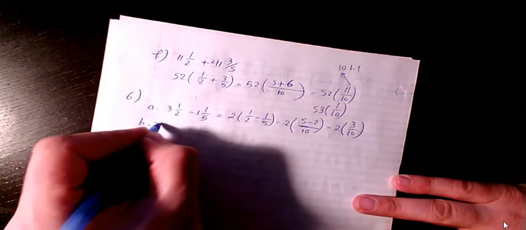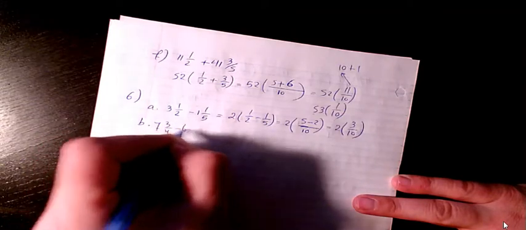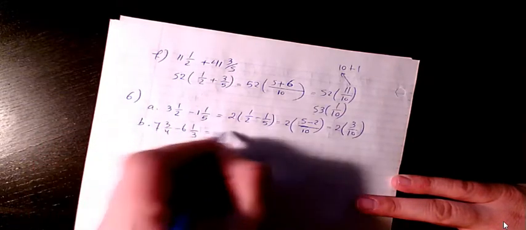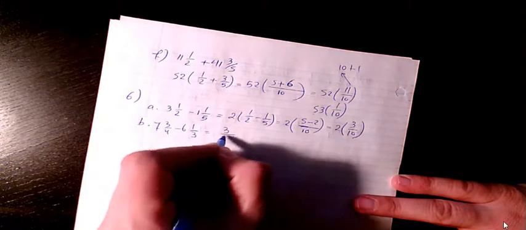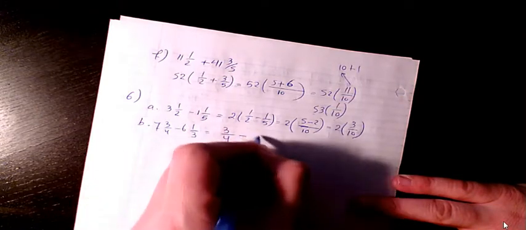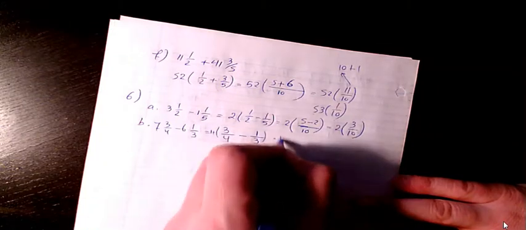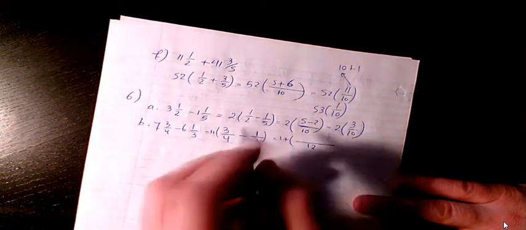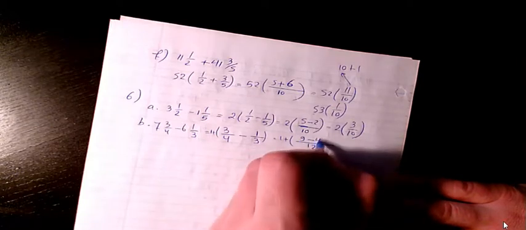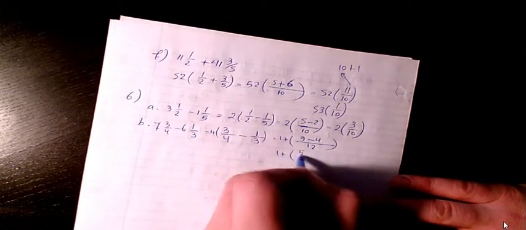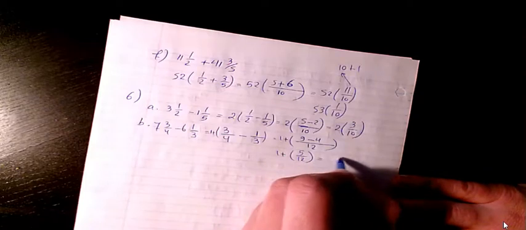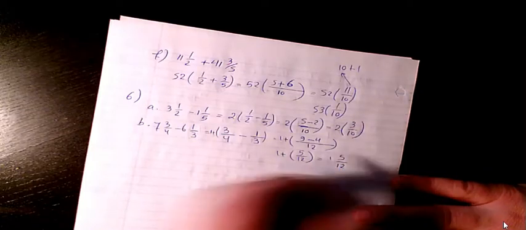B, I will have 7, 3 over 4 minus 6, 1 over 3. 7 minus 6 is 1. So I have 3 over 4 minus 1 over 3. So I will have 12, 9 minus 4. So I will have 5 over 12. So 1, 5 over 12.